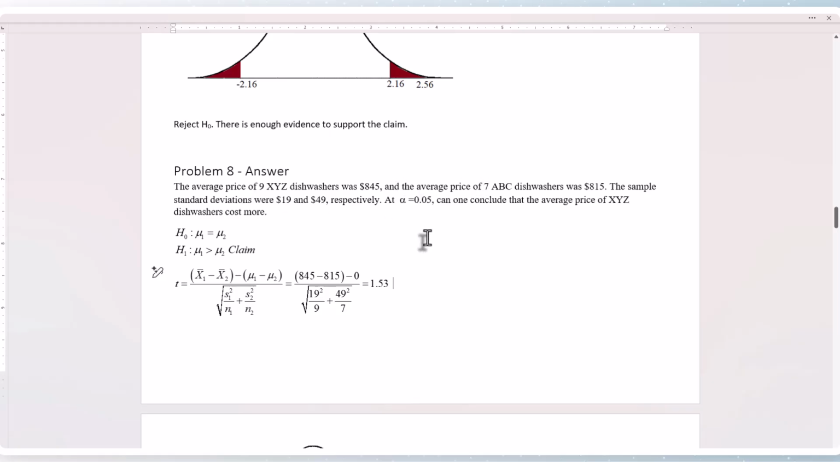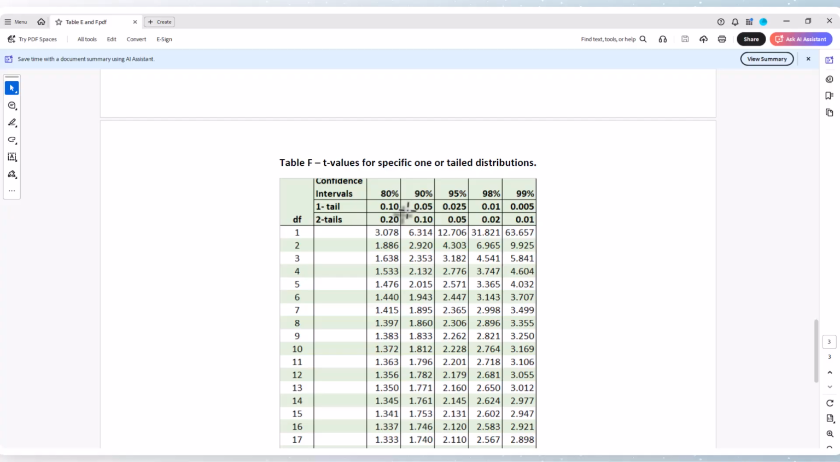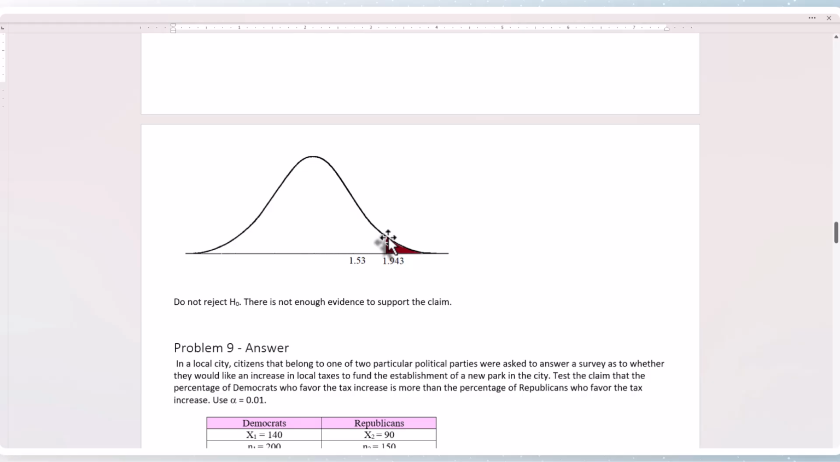Now to find the critical value, 7 minus 1 is 6, 9 minus 1 is 8, so degrees of freedom is 6. It's the smaller of the two. It's a one-tailed test, 0.05, and we go down to 6, 1.943. So 1.943, that's our critical value. 1.53 falls in the non-critical region, so we do not reject H naught, and we state there is not enough evidence to support the claim.